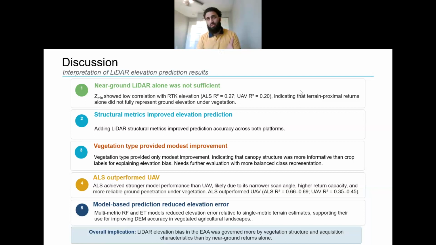Whereas the airborne data, although it had less point density, was able to record up to 6 returns for whatever points it was shooting. So when you have 6 returns, there is a higher chance that you will get more returns from the ground. That means the higher point density may not always be the solution; the other design matters. And of course, there is the scan angle. UAV had a broader scan angle, airborne had a narrower scan angle. Because UAV had a broader scan angle, there was more chance that the points were hitting the side of the plant rather than the ground directly.